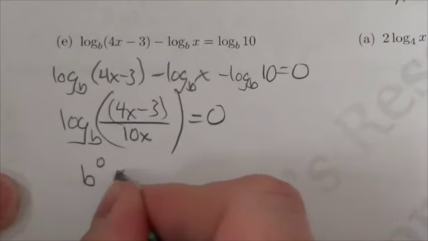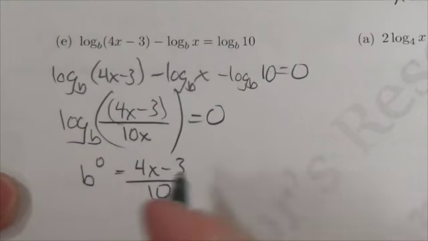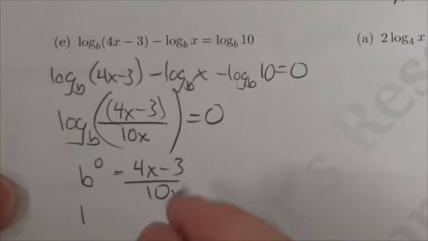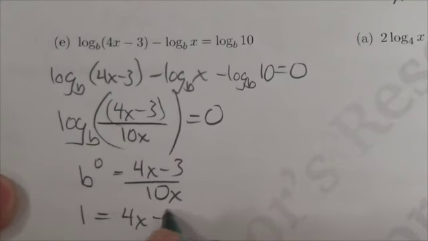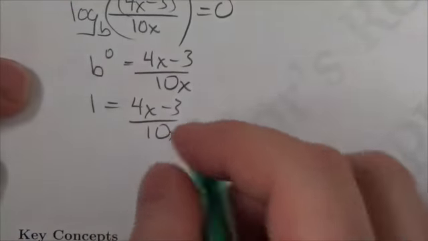So b to the 0 is equal to 4x minus 3 over 10x. That's right, yeah, 10x. B to the 0 is just 1. Okay, and that's an important point to remember. Now multiply up by that 10x.